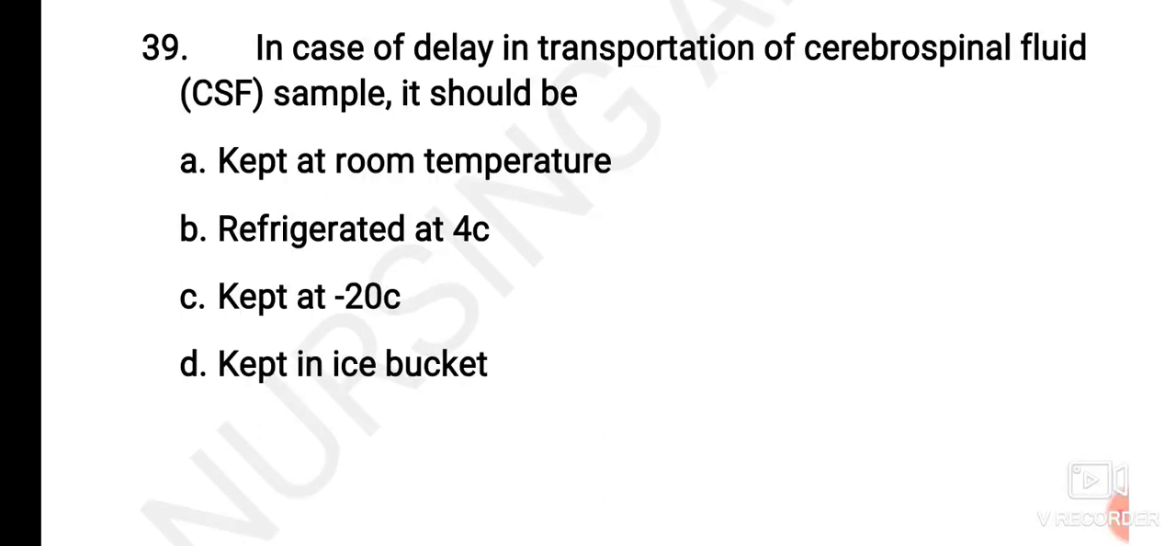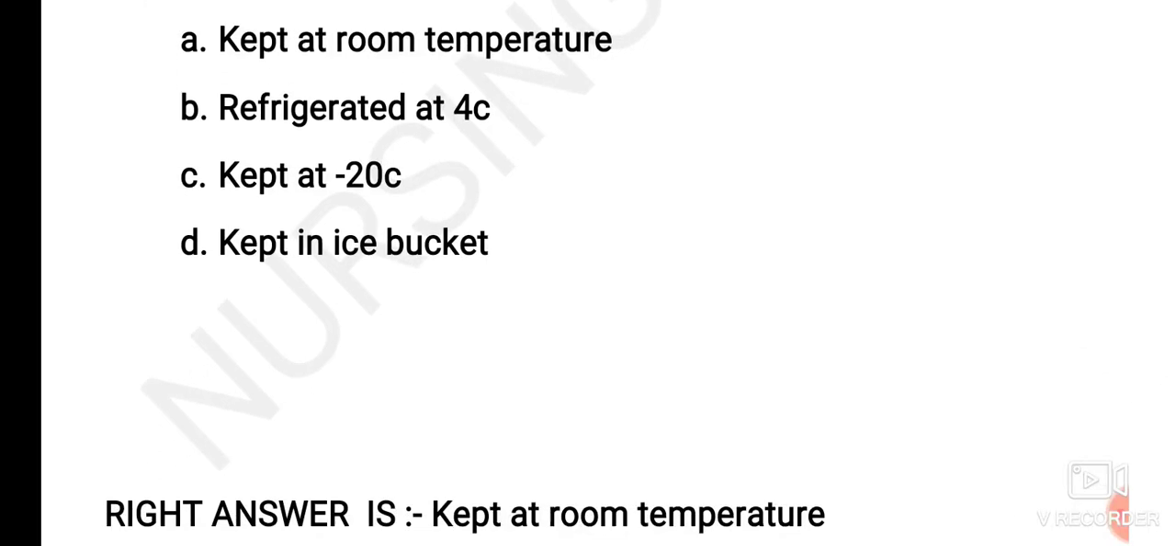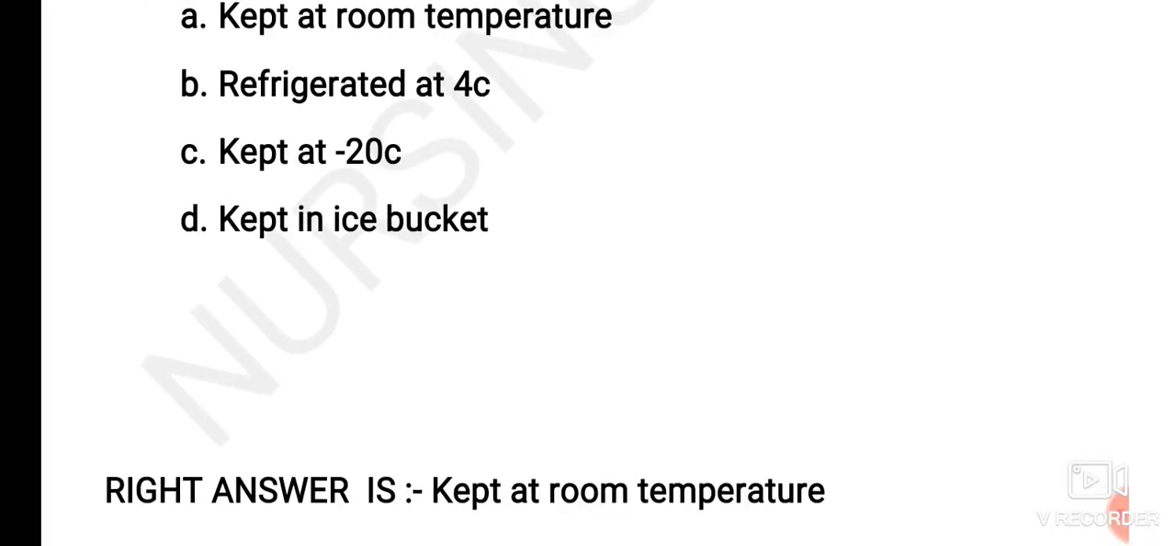In case of delay in transportation of cerebrospinal sample, it should be kept at room temperature, refrigerated at 4 degrees centigrade, kept at minus 20 degrees centigrade, or kept in ice bucket. So, the correct answer: in case of delay in transportation, the CSF sample should be kept at room temperature.